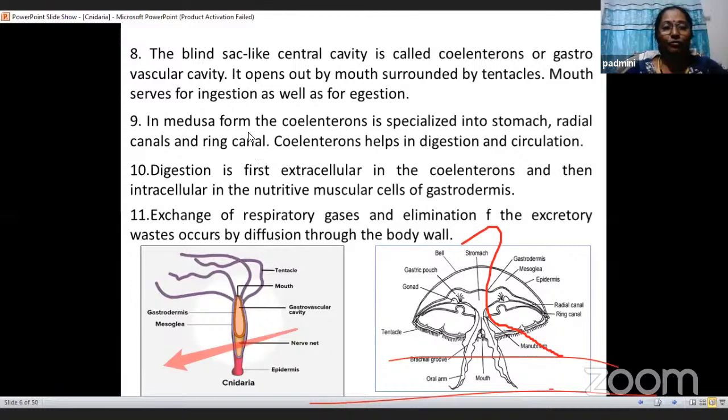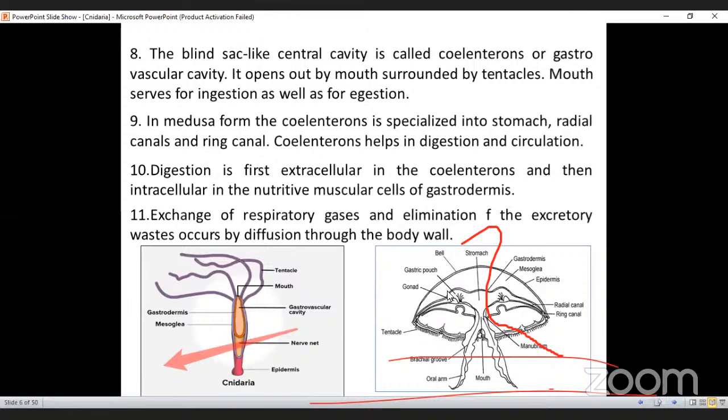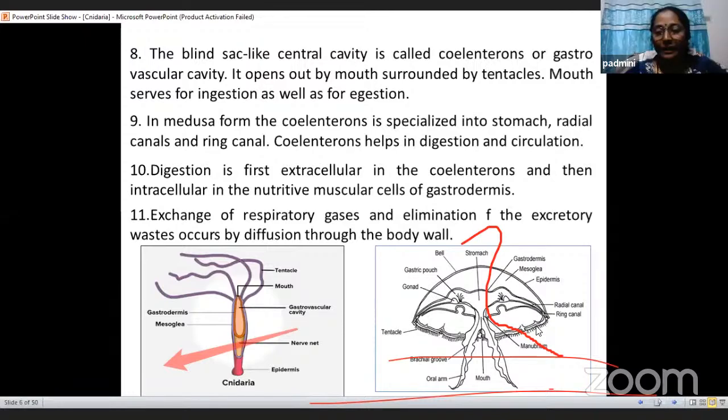The medusa form of coelenterates is specialized into a stomach, so they have a proper stomach, and they have radial canals. You can see the radial canals coming this side and that side, and a round ring canal.